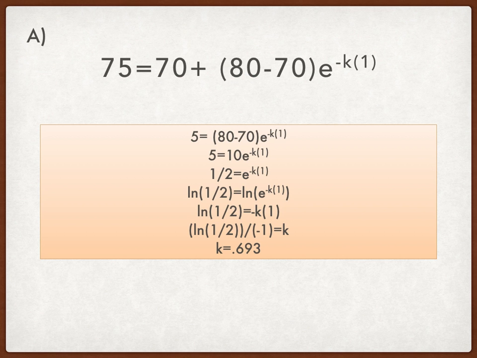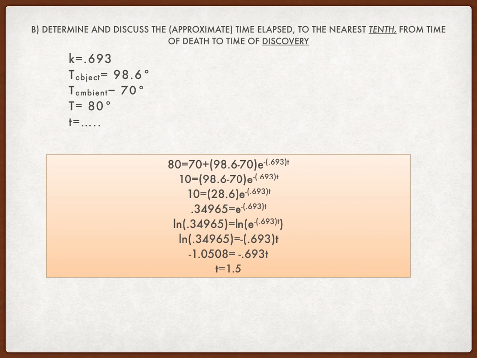Then we're going to plug everything in. So 75 equals 70 plus 80 minus 70 times the base of e raised to negative k times 1. And we're solving for k. Once we do the math, we find out that k equals 0.693.